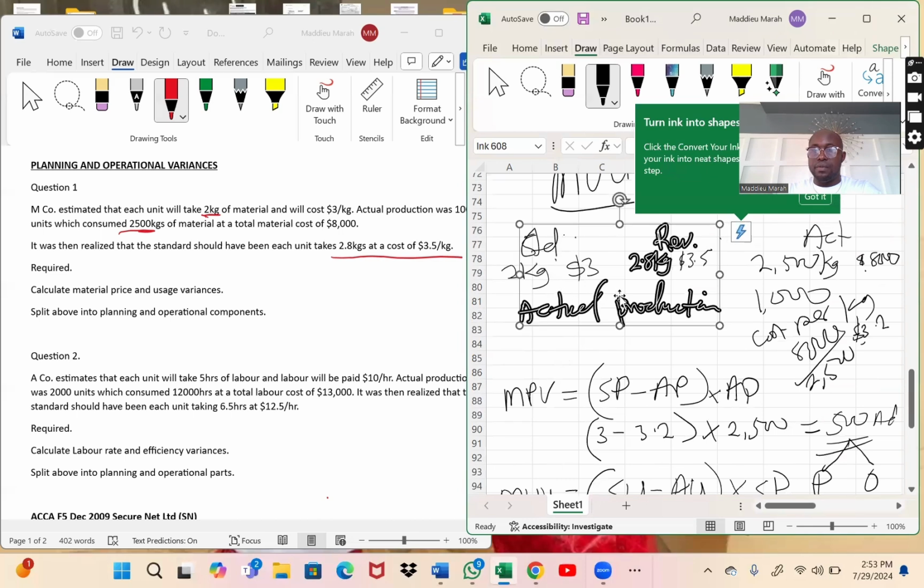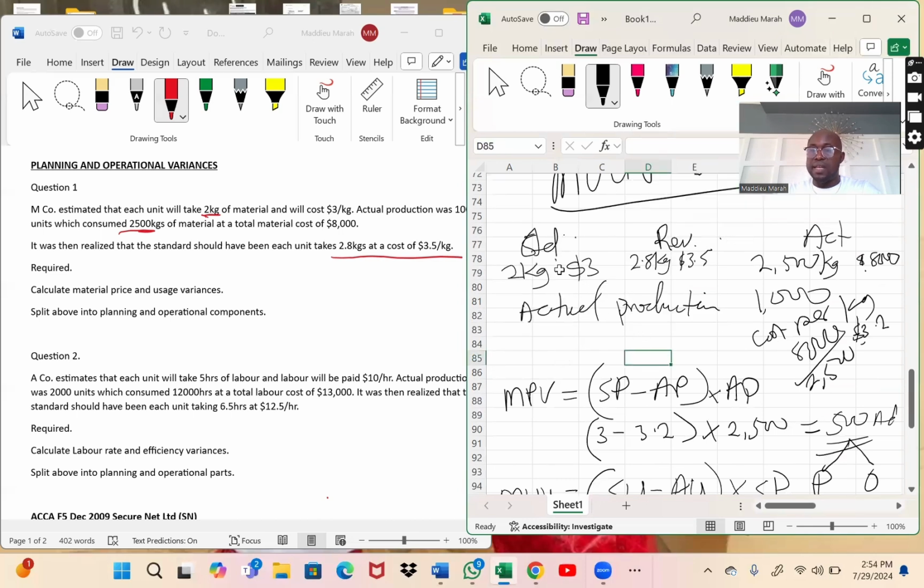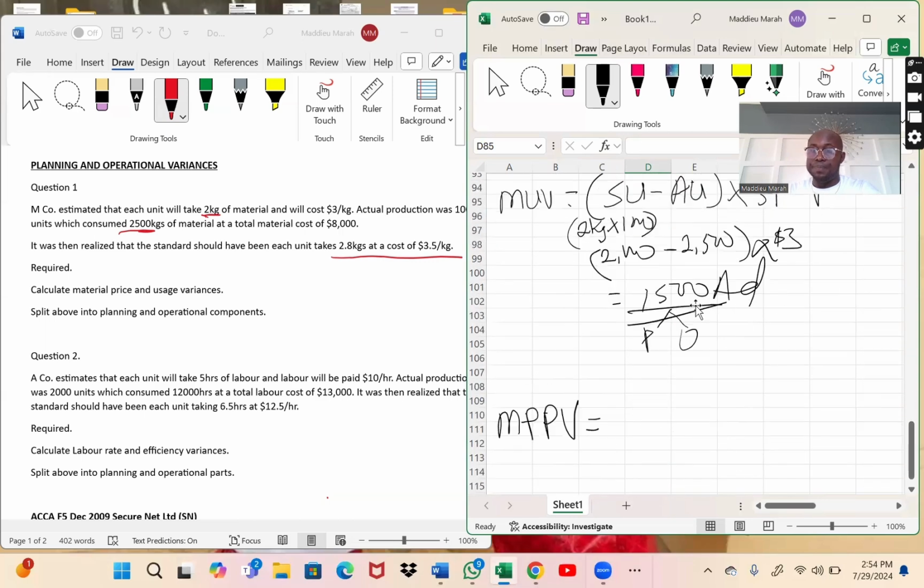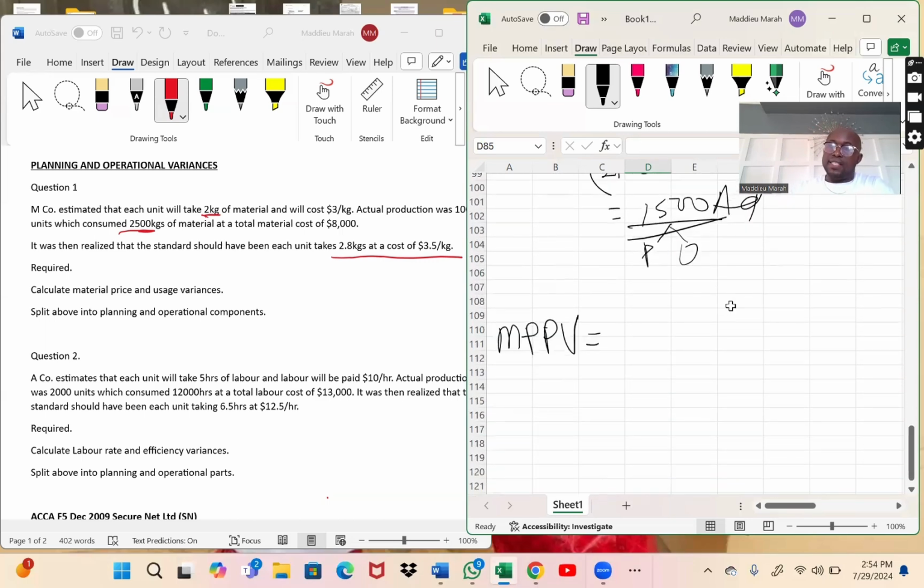Remember this? When I said standard, revised, actual. So planning is comparing standard and revised, whereas operation is comparing revised to actual. Keep this in mind, and we have the figures already, so let's move to our calculation now. Material price planning variance. So standard price minus revised standard price multiplied by revised quantity.